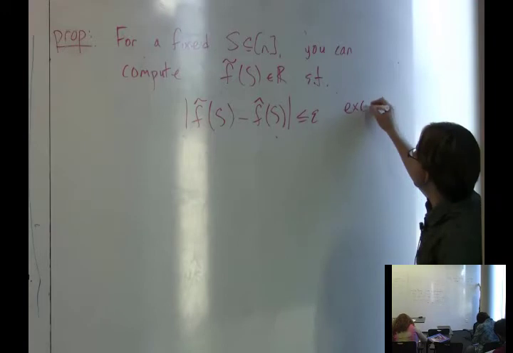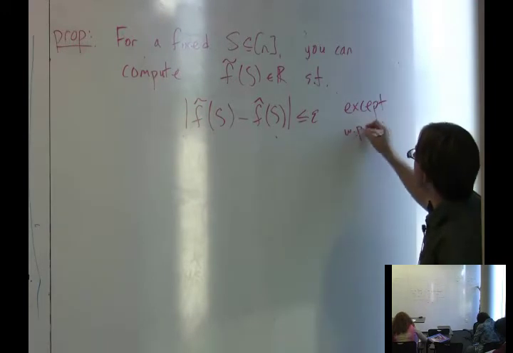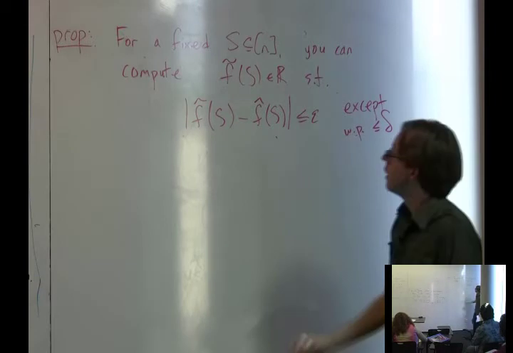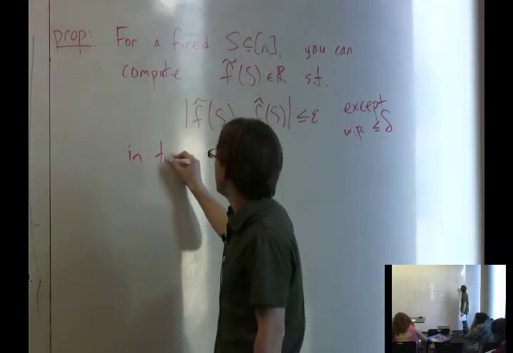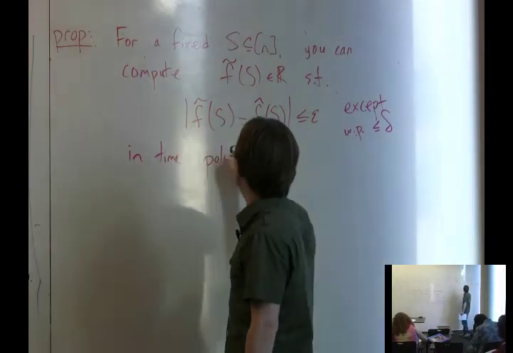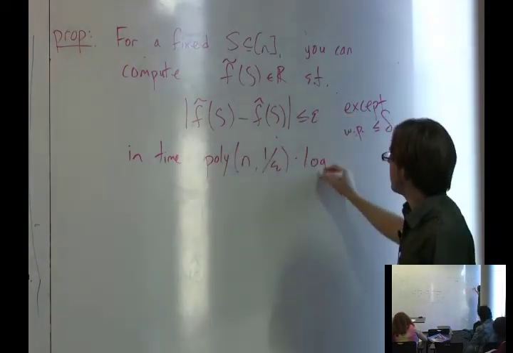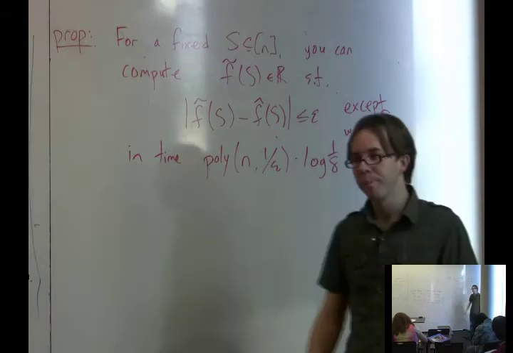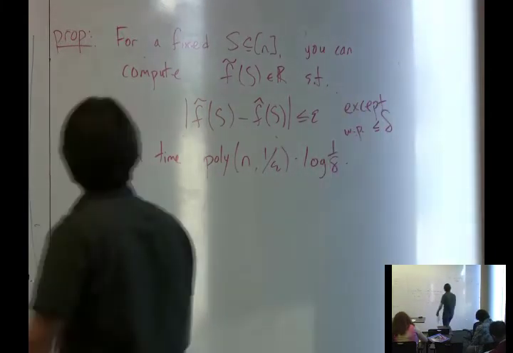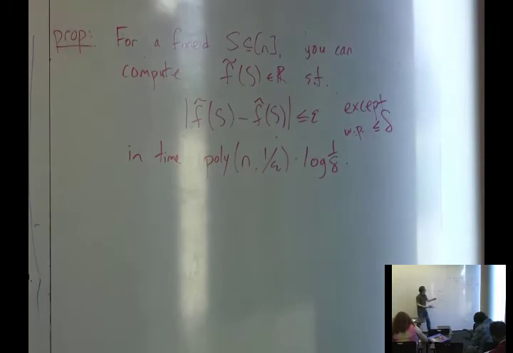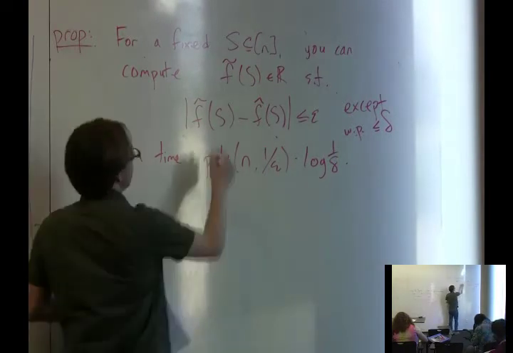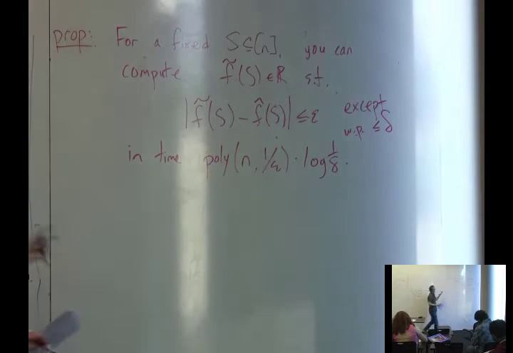OK, there's some chance of error, so we'll say except with probability at most delta, in time polynomial in n and 1 over epsilon. And the dependence on delta is even better. It's log 1 over delta. So given epsilon and delta and a particular Fourier coefficient you want to compute, with high probability, you can compute it very nearly, quite efficiently. Can somebody tell me how to do that?